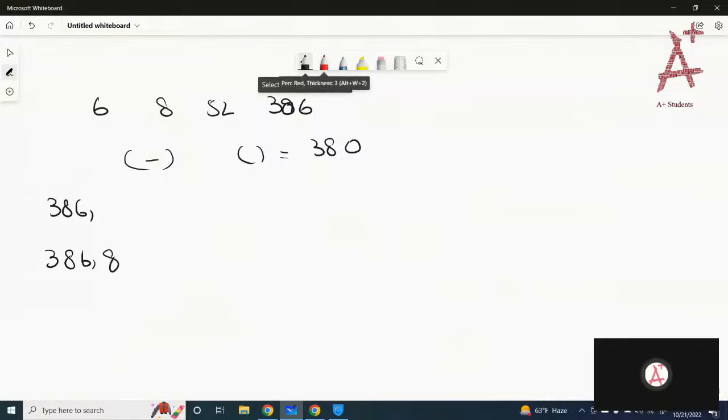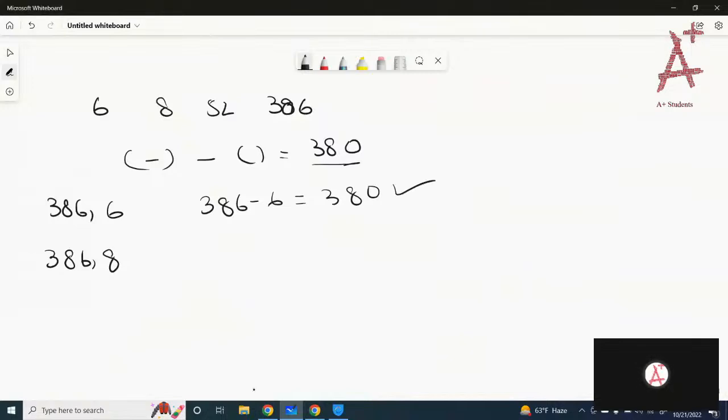These are the two options you are given: 386 and 6, and 386 and 8. You need to see which option is the correct one, which two numbers when subtracted make 380. So try the first one. 386 minus 6 is 380. That's the option we required. So the correct option is the first one. Got it? Just select the correct option and click on the OK button.